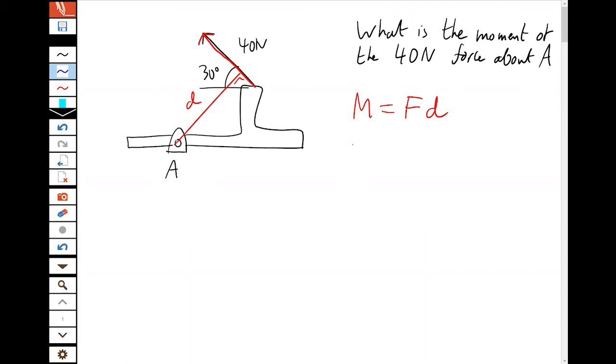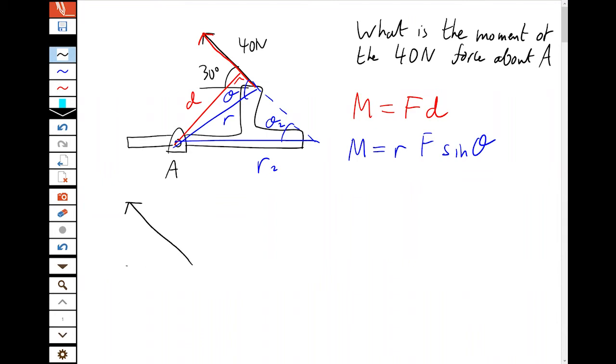I go, aha, I have another formula I could use. It's the distance times the force times the sine of the angle. And you go, oh no, because that is even worse. I'd have to calculate more distances and angles. Or I could extend this line and find this distance and this angle instead. Again, all things we could do if we sat and plugged at it for a while, but we'd rather do it smarter and easier.